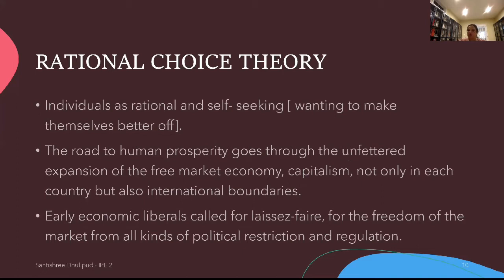The road to human prosperity grows through the unfettered expansion of the free market economy, capitalism, not only in each country, but also across international borders. Early economic liberals called for laissez-faire, for the freedom of the market from all kinds of political restriction and regulation.